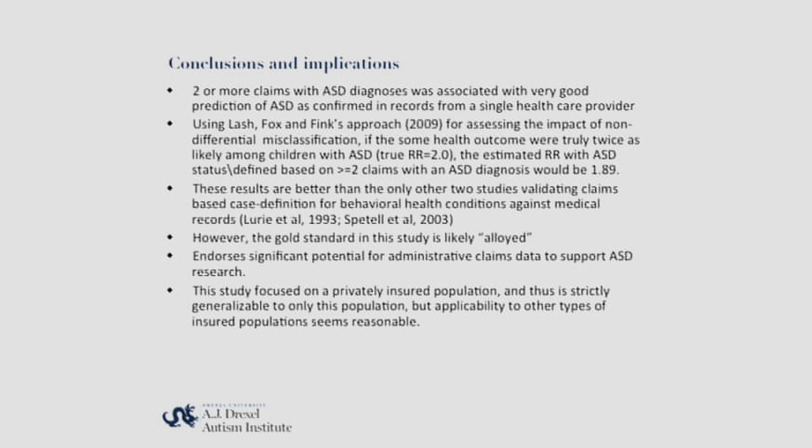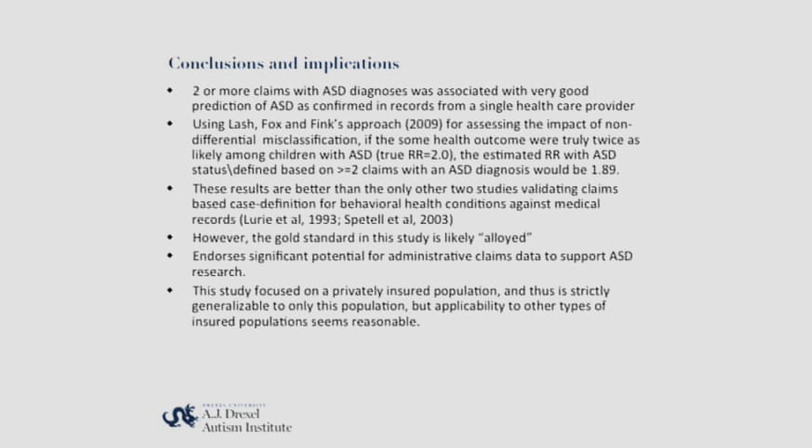We assume some situation where ASD was in truth associated with doubling the risk of a health outcome. What kind of bias would be introduced by the misclassification that we would see here? The bias is relatively small. Essentially, if the true relative risk associated with ASD was 2, given this misclassification associated with our claims-based case definition, we would estimate a relative risk of 1.89, which is fairly close to the truth of 2.0.